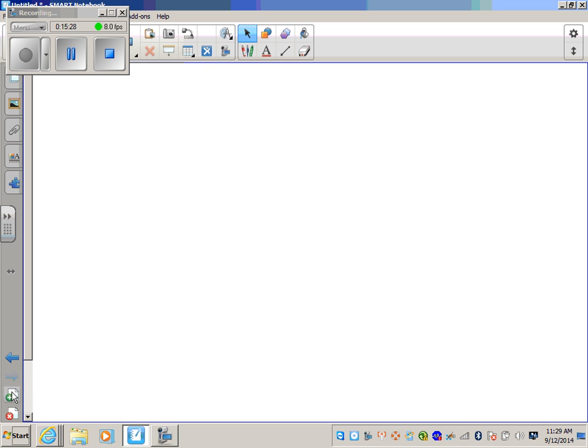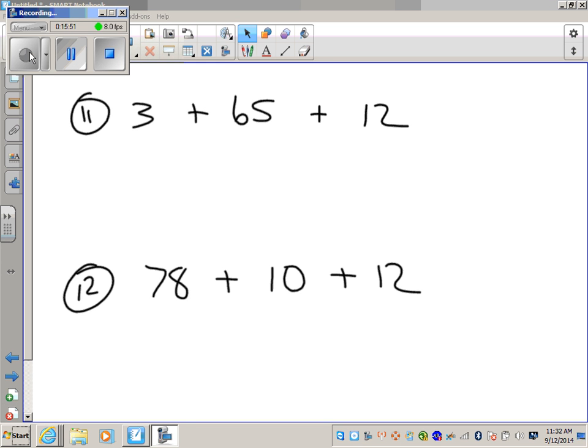Okay? Now, let's skip down to the bottom portion, numbers 11 through 19. Evaluate, which means solve, and then identify the property that you used. Do numbers 11 and 12. Solve them and tell the property you used to solve them. 11. 3 plus 65 plus 12. What did you do? What was your final answer? What property did you demonstrate?